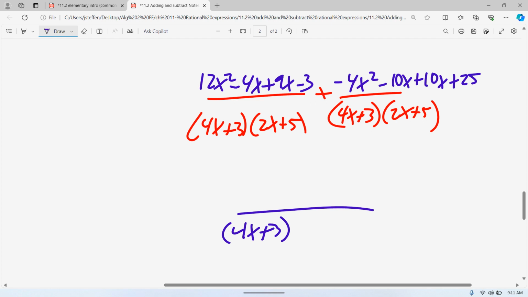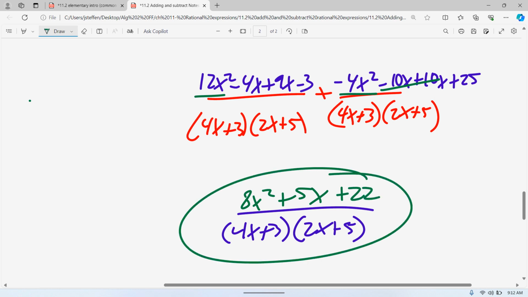My denominator is 4x plus 3 times 2x plus 5. Then I have 12x squared minus 4x squared. So that's going to be 8x squared. Now I have -4x plus 9x minus 10x plus 10x. Well, the good news is the -10 plus 10 cancel. So -4x plus 9x is plus 5x. And then the last one we have -3 plus 25 is +22.